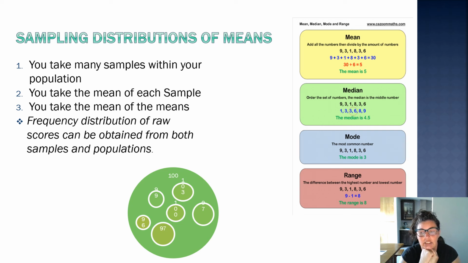A range is the difference between the least and the greatest. So for the range, you look at the highest number and the lowest number, and then you look at what's in between those two. You basically deduct one from the other. That's your range.